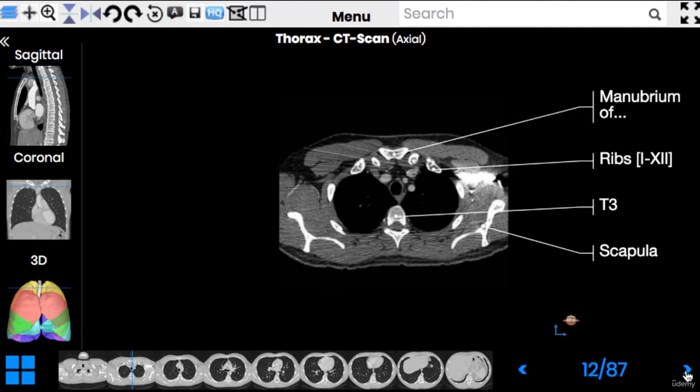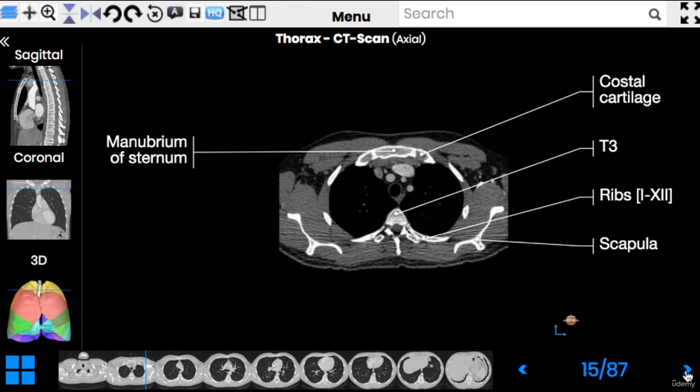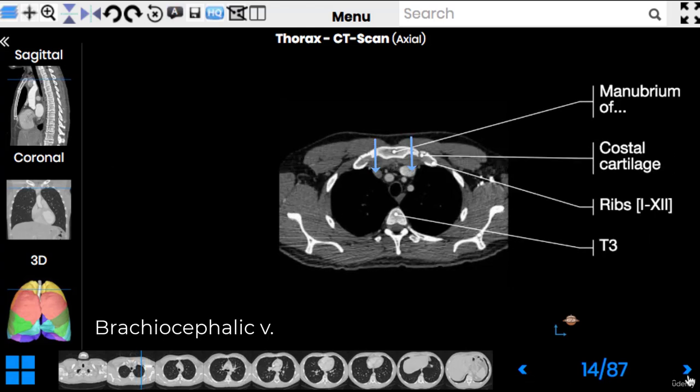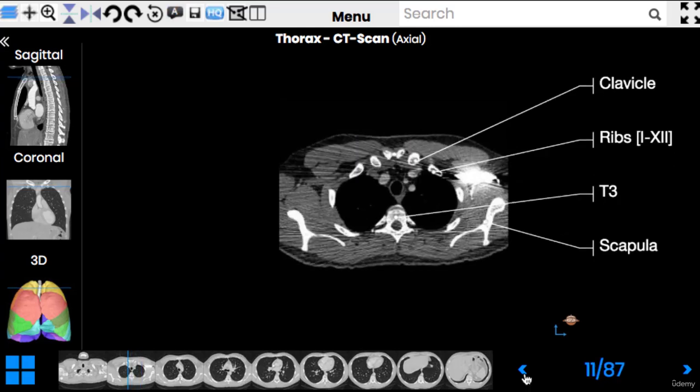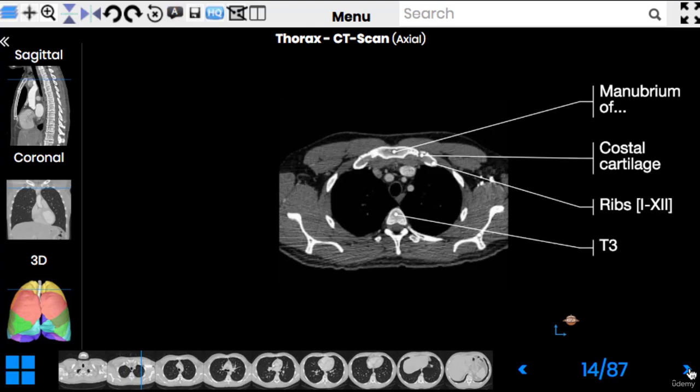Well, as I descend down, you can see another particular picture. Now we have two vessels, the left and right brachiocephalic veins on both sides. So our subclavian vein joined the internal jugular vein and created these two vessels.